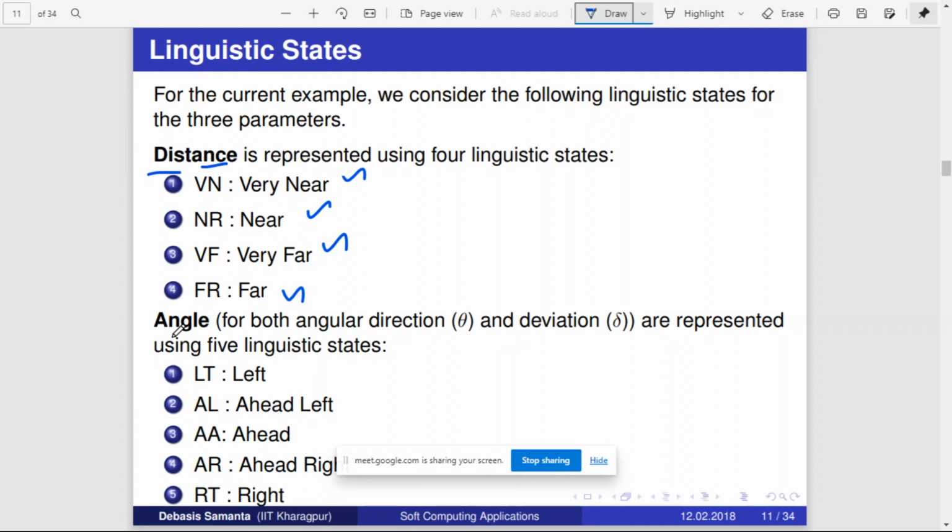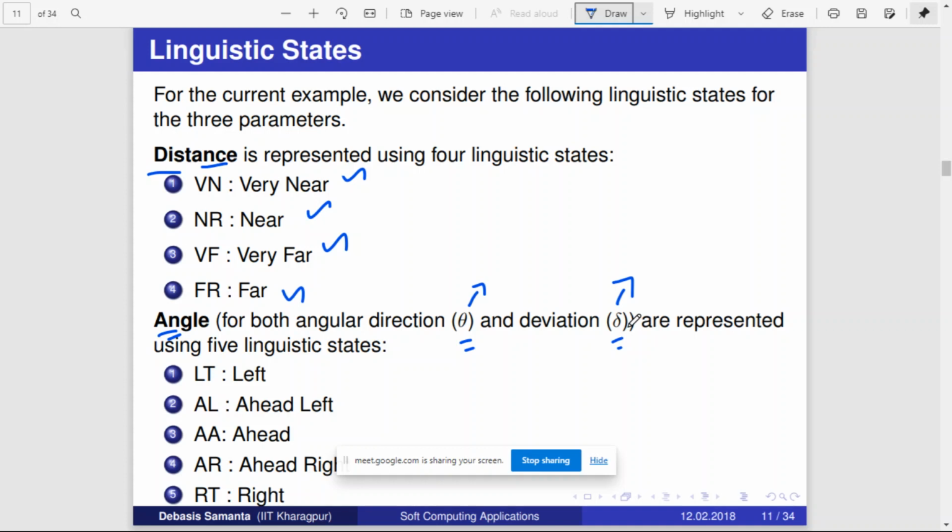Similarly, angle. Here we have two types of angle. One is theta, which is the angle between the moving object and the robot, and the other one is delta, which is the deviation, the output angle, which is the deviation the robot should take from its current path to avoid collision. Both these angles, theta and deviation, can be represented using these 5 linguistic states.